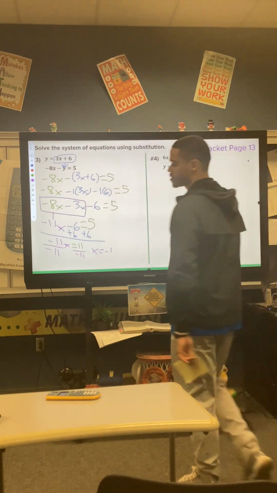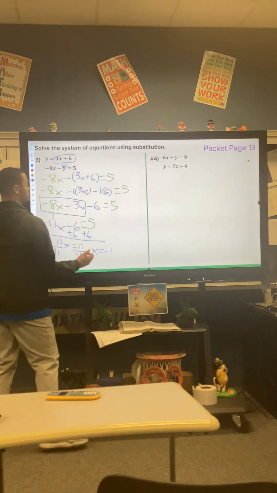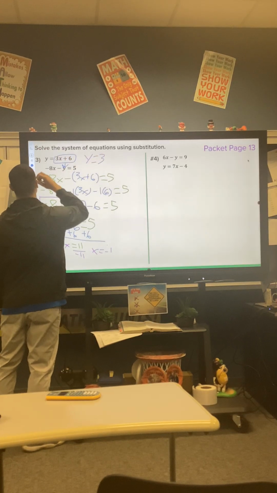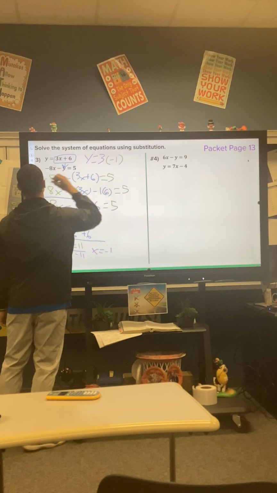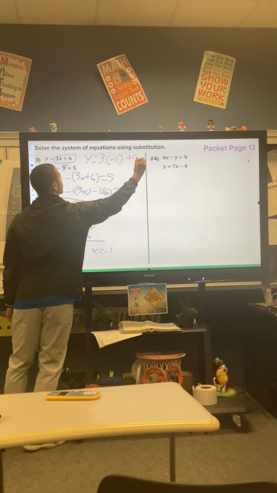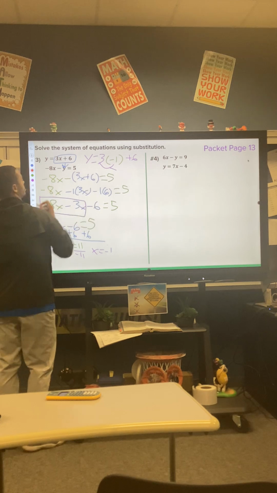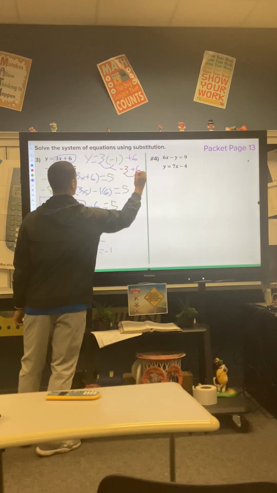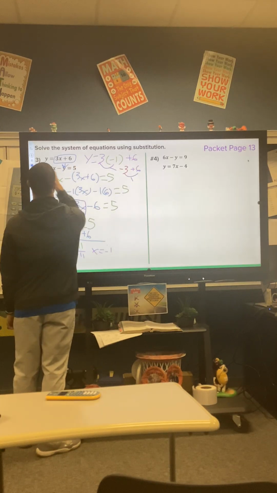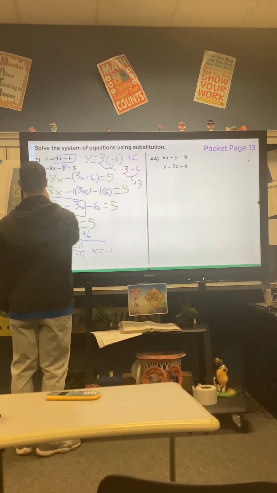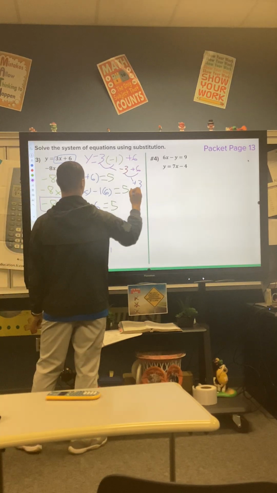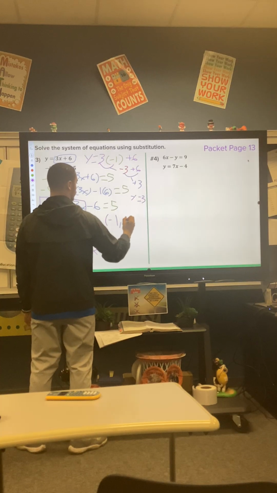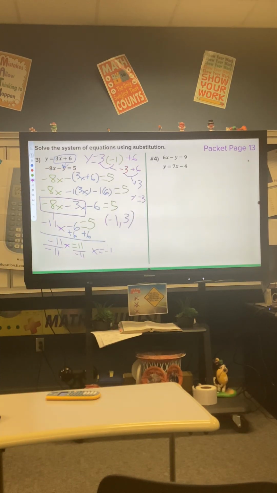So now that I know my x is equal to a -1, I'm going to substitute it right there. So I should have y is equal to 3 times my -1 plus 6. 3 times -1 is a -3, and -3 plus 6 should give me a positive 3. So y equals 3. So now I have my solution of -1 and positive 3. That should be my solution.